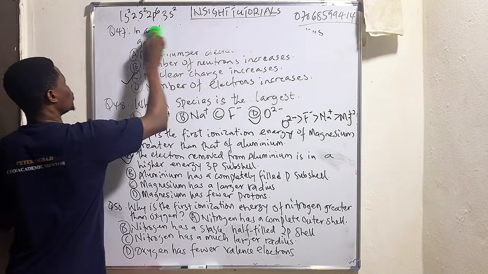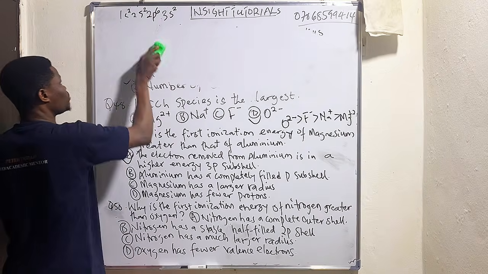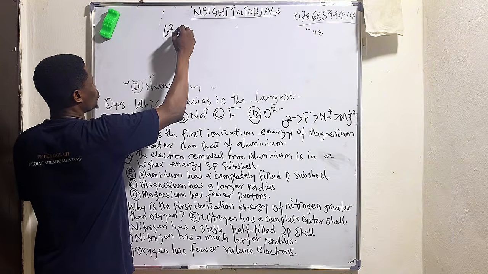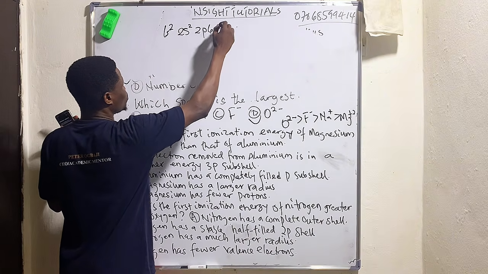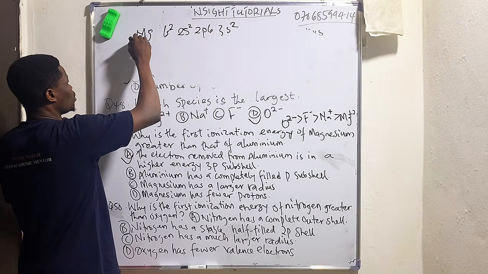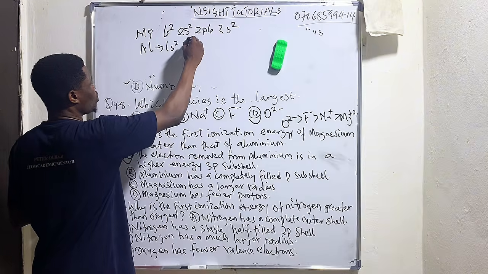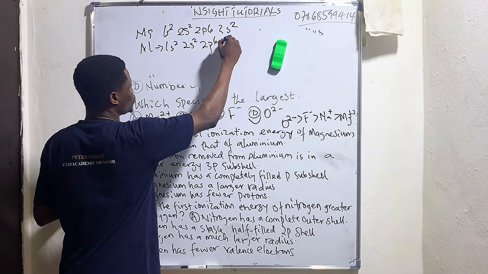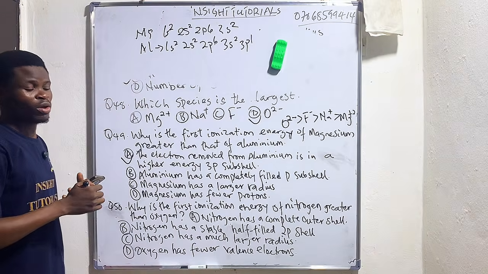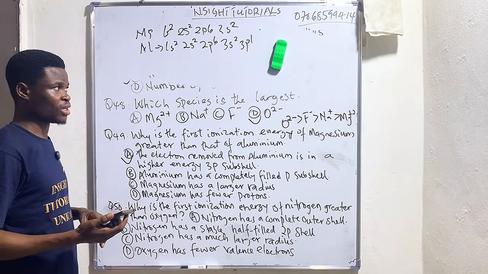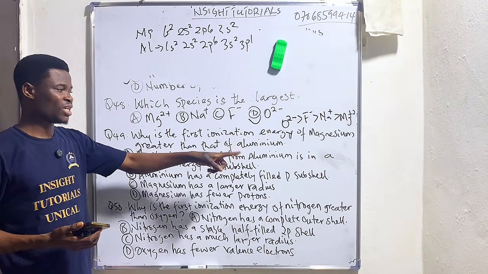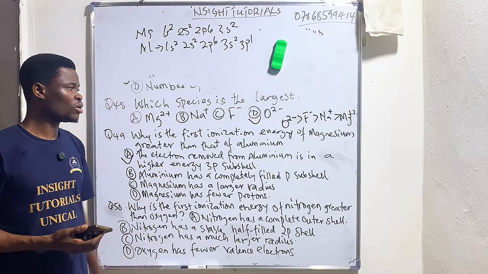Then if we are looking at, let me make space here. Oh, I've cleaned up what I wrote, so let me write it. 1s2, 2s2, 2p6, 3s2. This is for magnesium. Then aluminium, 1s2, 2s2, 2p6, 3s2, 3p1. Now, one thing you need to know that is very important is that the correct answer says the electron removed from aluminium is in a higher energy 3p subshell.